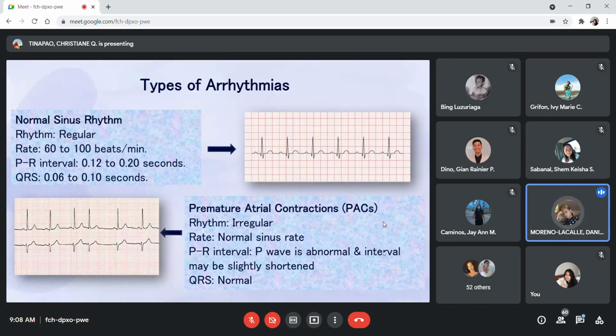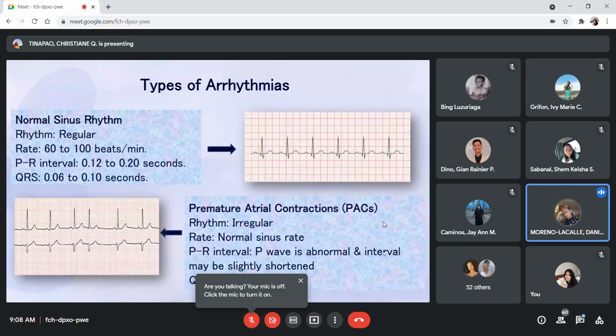In here, the electrical impulse from the sinus node is properly transmitted. So the values in the normal sinus rhythm are the normal ranges. So we have also the PACs or the premature atrial contractions. These are the premature heartbeats or the early heartbeats and occur in the upper chambers of the heart and do not typically cause damage to the heart and can also occur in individuals with no heart disease.